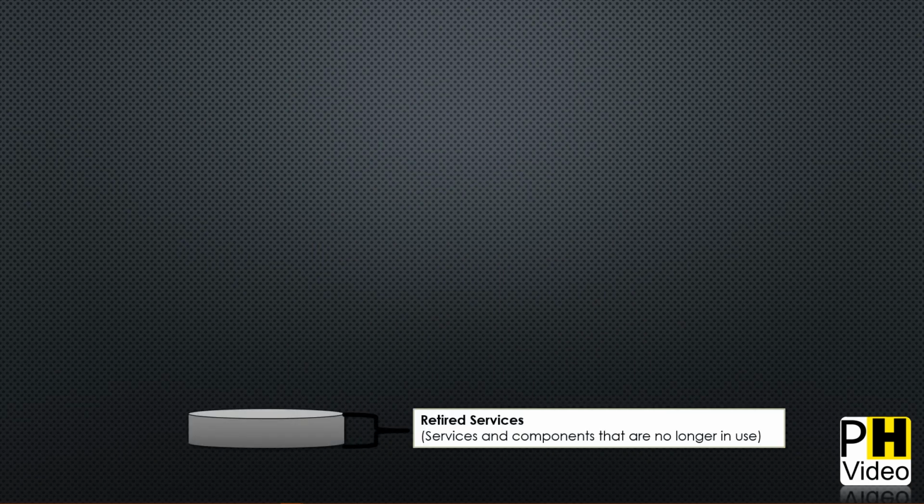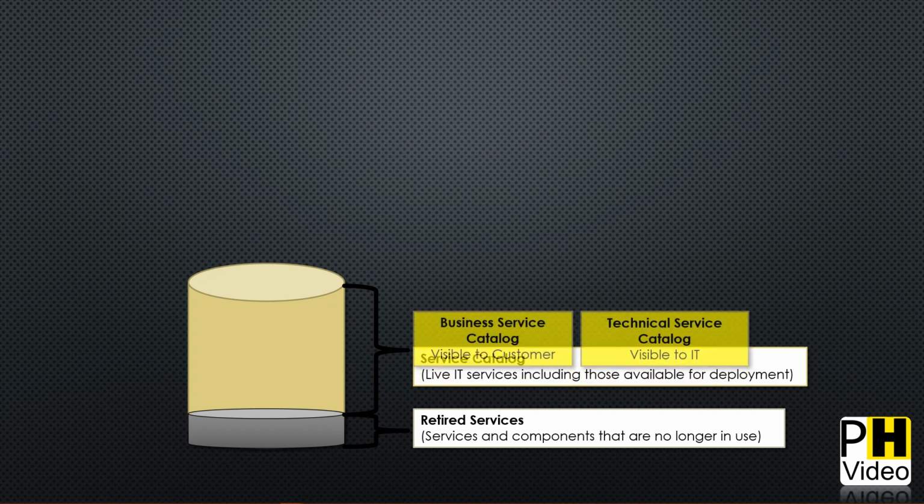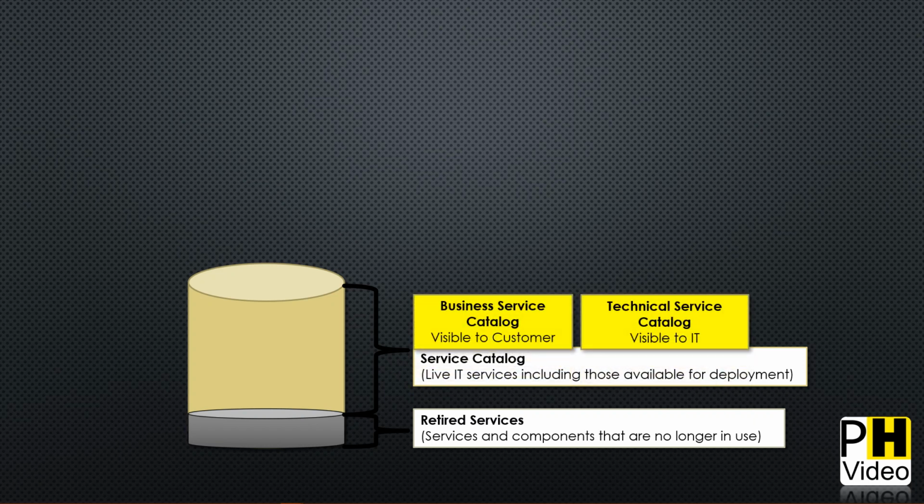As we talked about earlier, we have our retired services. They're no longer in use. Now, just because a service is retired doesn't mean you shouldn't keep track that it existed and have the details about it. Next, you've got your service catalog. These are the live IT services, including those available for deployment. This is where you're going to have things like the business service catalog, visible to the customer, and then the supporting technical service catalog, visible to IT.